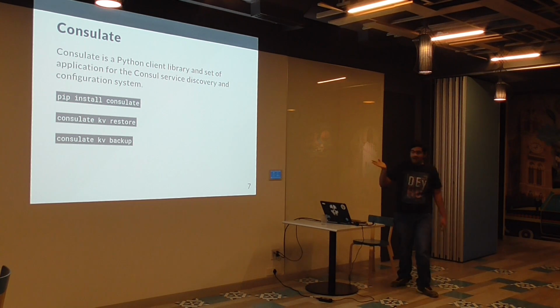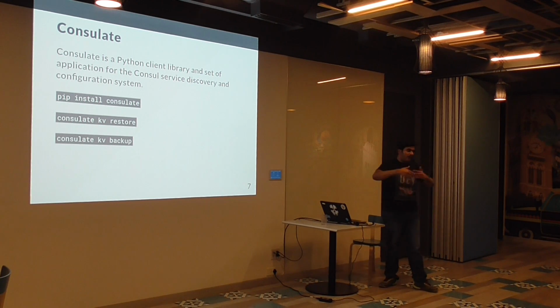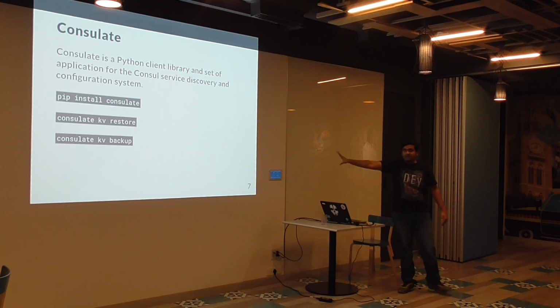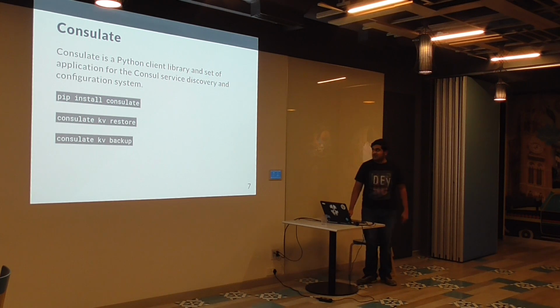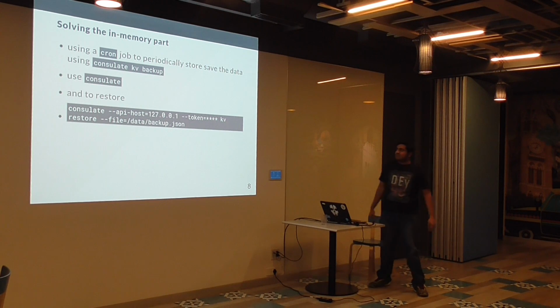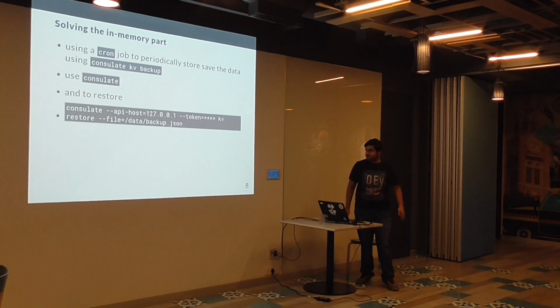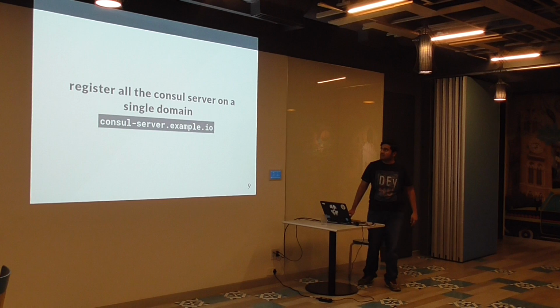So yeah, let me just touch upon all the points quickly. First, to backup and restore, you can just use Consul. It's a Python client for Consul, and you can backup and restore using these two commands, and just add these as a pre-start and post-exit or something like that, and you can get your Consul data safe and get all the data back out from it. You can just have a cron job to store the backups somewhere and then restore them with the restore commands.